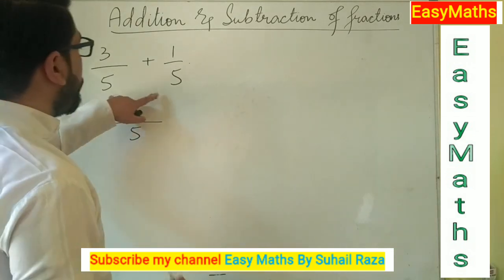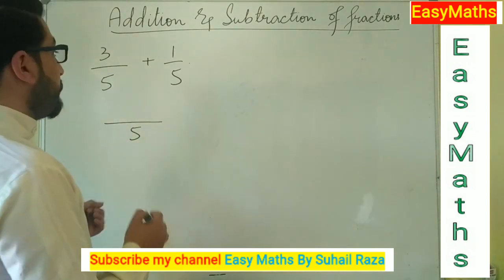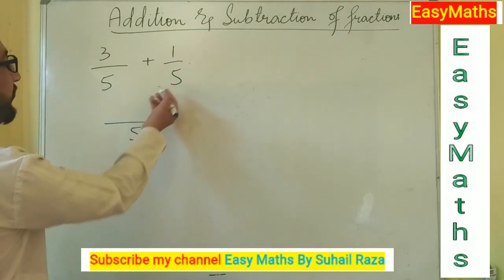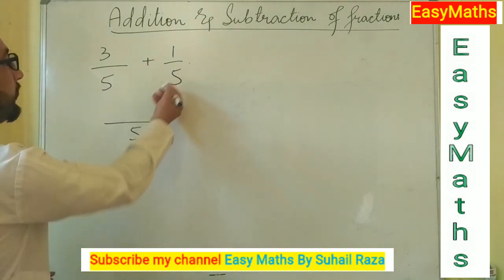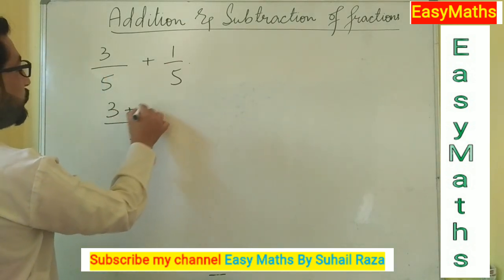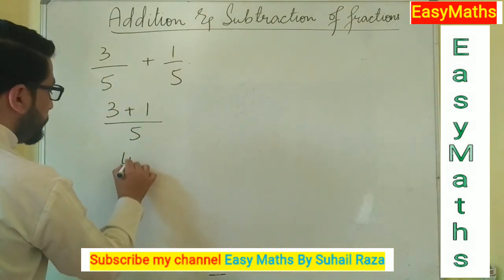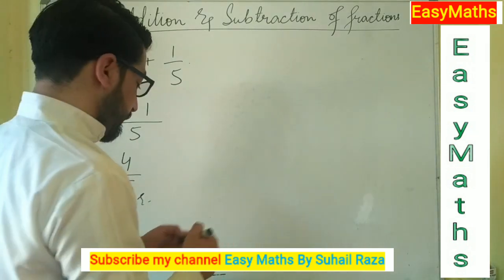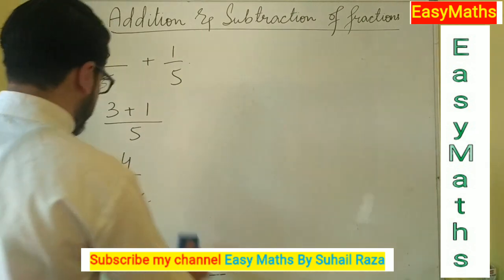So whenever denominators of fractions are same, they are said to be like fractions. So when we have to add like fractions, what we do, we just write the denominator as it is, then we add the numerator. So 3 plus 1 is 4 by 5. So 4 by 5 is our answer when we add like fractions.